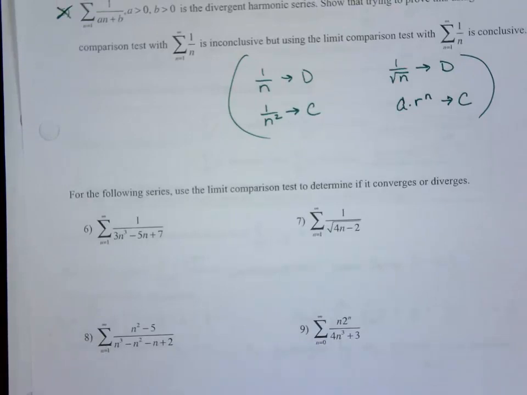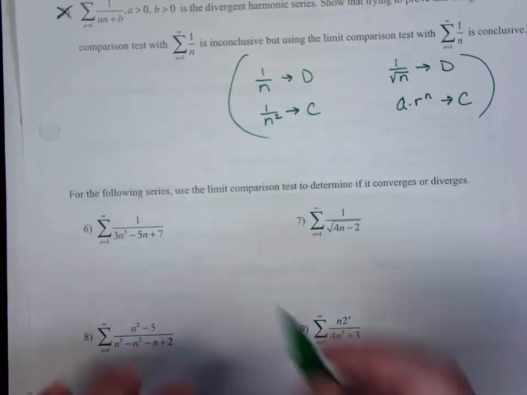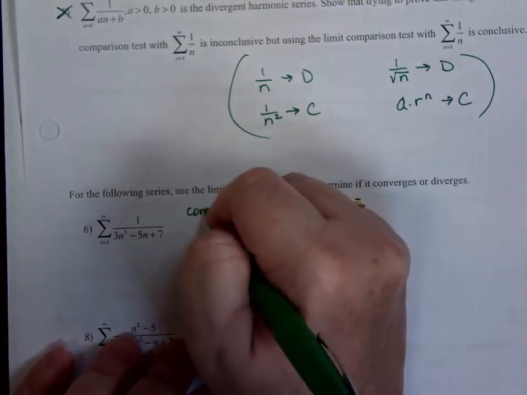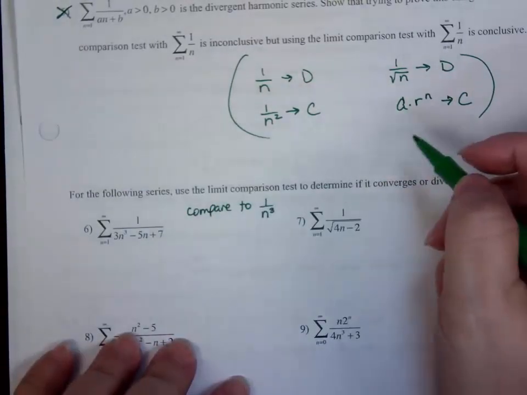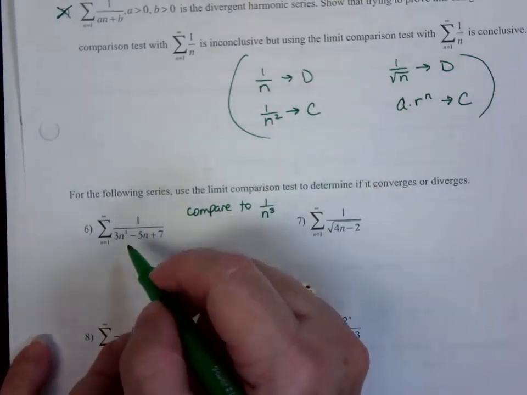We have the summation from 1 to infinity of 1 over 3n cubed minus 5n plus 7. Okay? Now, when we're dealing with polynomials, we want the exponents on top and bottom to be the same, because that way when we divide it into separate fractions, we're going to get a constant. That's the point. We like to get constants because then a constant means you're going to get a number answer. So I'm going to compare this one to 1 over n cubed, not 1 over n squared. I want the same exponent as the bottom.